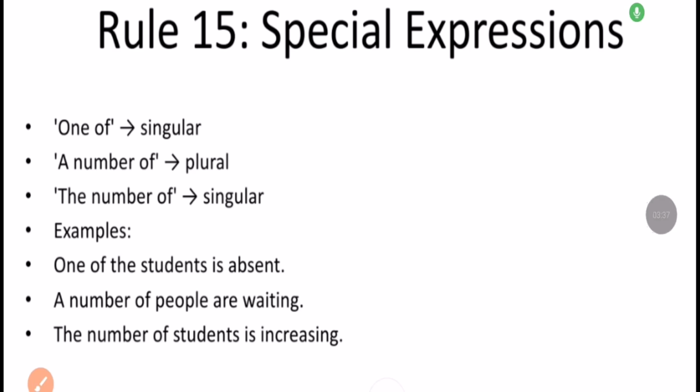Now here's some special expressions given with singular and plural verb, like one of with singular, a number of plural, but the number of singular. Example, one of the students is absent. Next one, a number of people are waiting, but the number of students is increasing. Here with a number of we will use plural verb, but with the number of we will use singular verb.